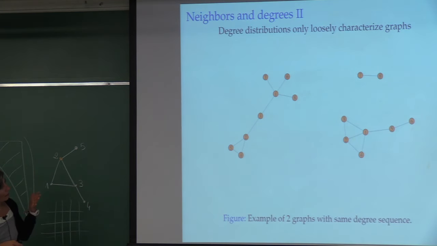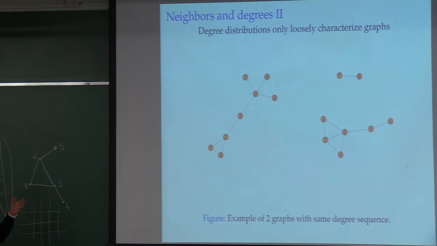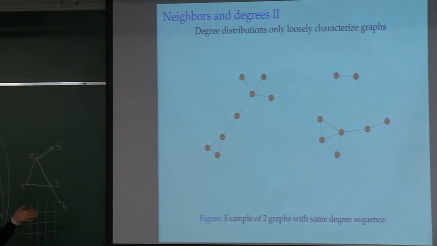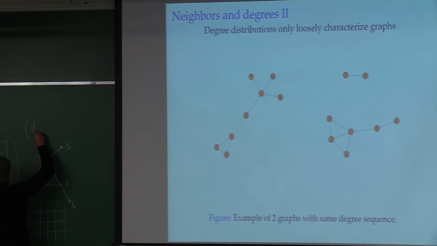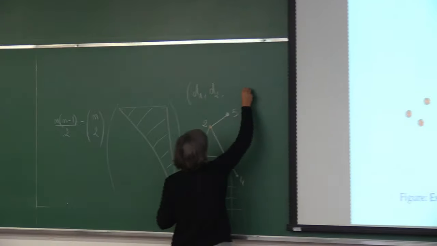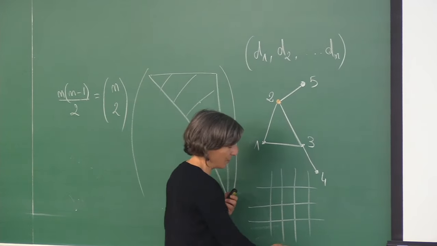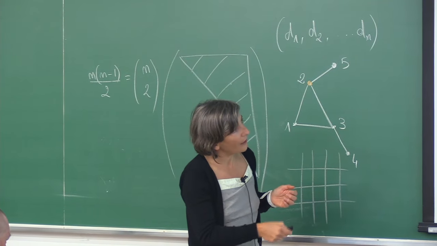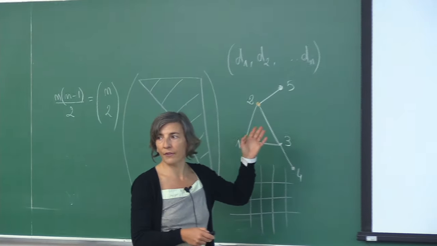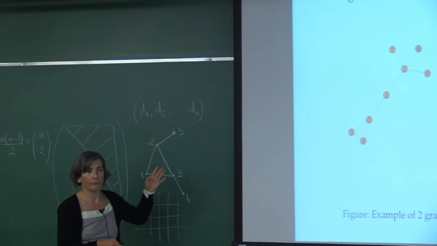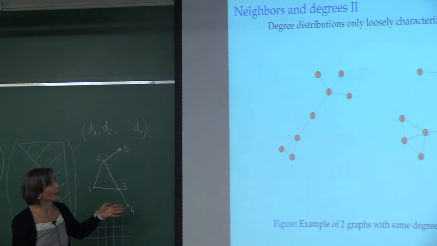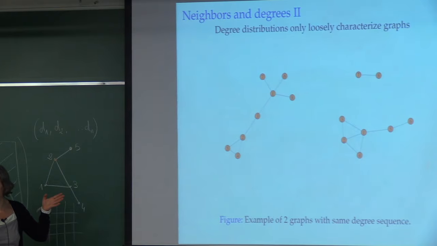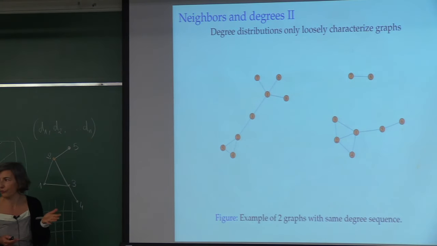This is a picture to show you that degree distribution only loosely characterizes graphs. Here on the left, you have one graph with a specific degree distribution. What I call a degree distribution is just the sequence of the degrees, all those integer values. Here on the left and on the right, I have two different graphs and the sequence of degrees is exactly the same, you can compute it. And you see that the graphs are completely different. But that's a first characterization of the graph.